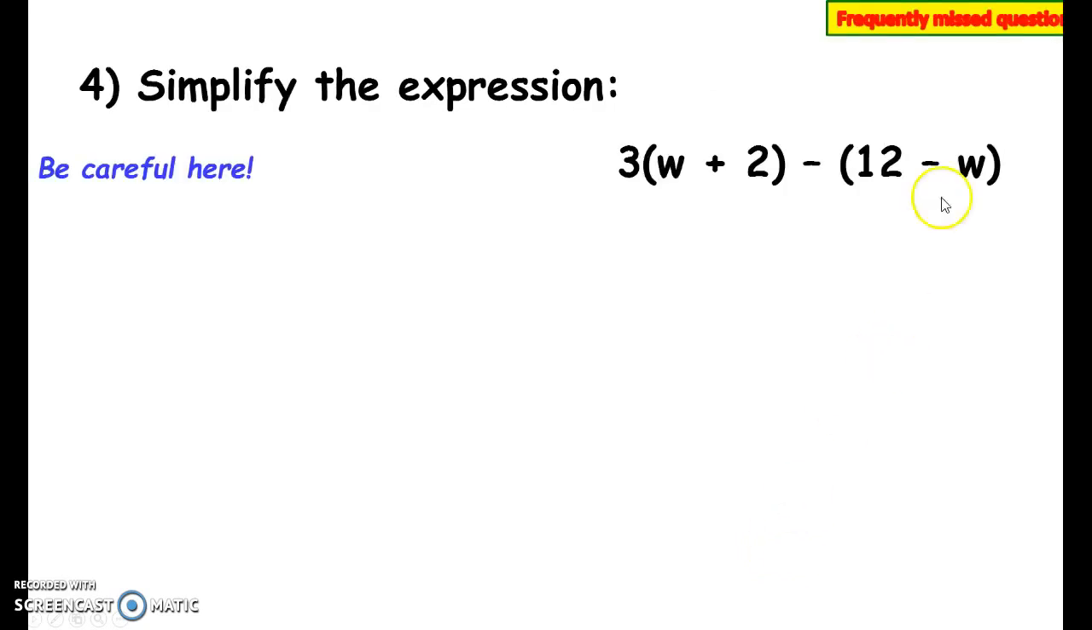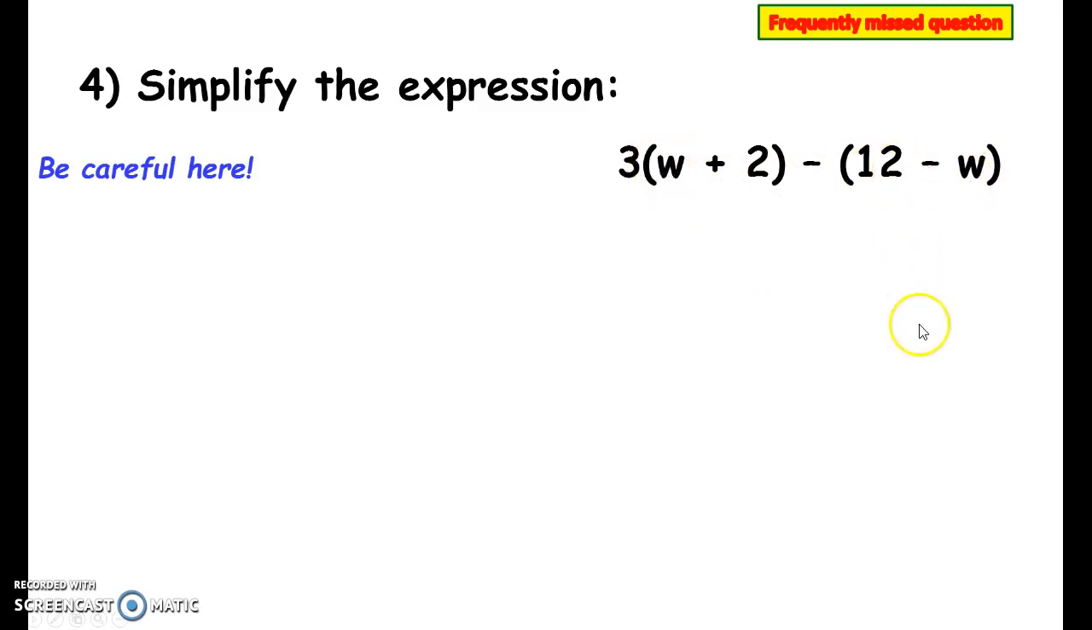Okay, number 4. Number 4 is a frequently missed question, so please pay attention to this one. Take a look at what we have. Is this an expression or an equation? I know it's not an equation. Why? Right, there's no equal sign.